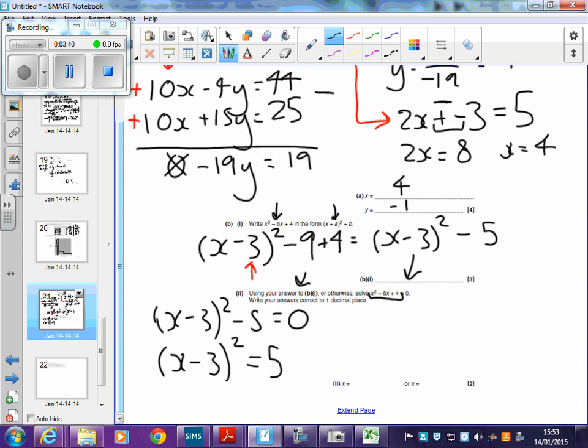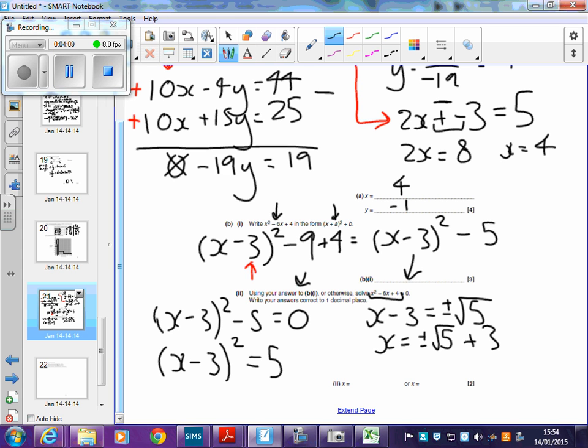The opposite of square is square root. Remember, when you do a square root, you should get a plus and a minus. So x minus 3 is equal to plus or minus root 5. Reason being, if you think of something like the square root of 9, you usually get 3, but you can also get minus 3 as well, because minus 3 times minus 3 gives you 9 back, so that's why we do that. And then lastly, we're going to take the 3 across, so I've got x is equal to plus or minus root 5 plus 3.